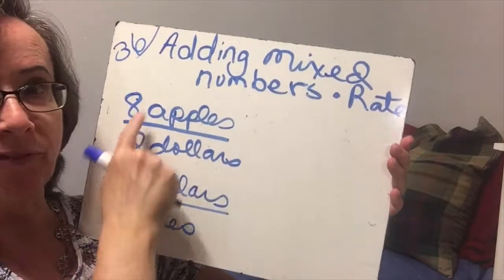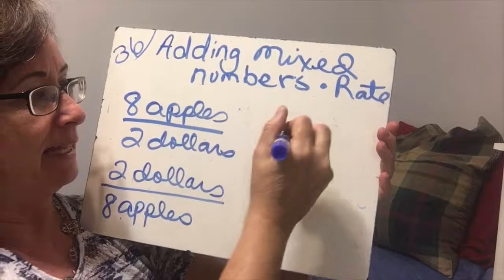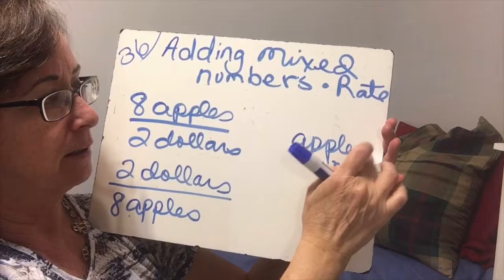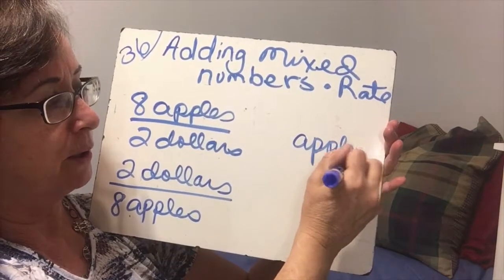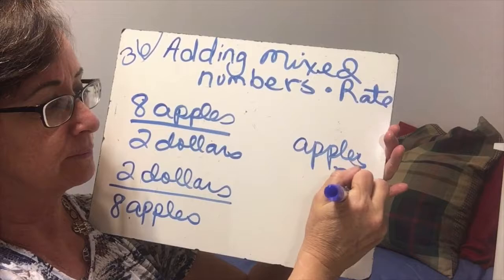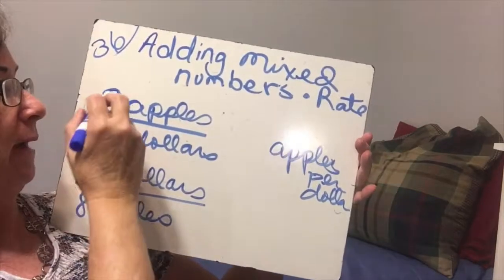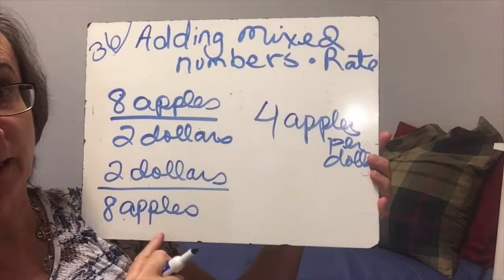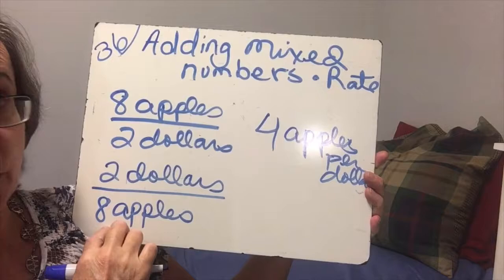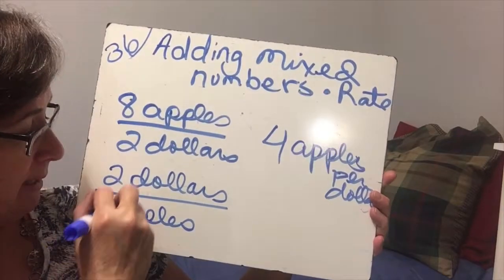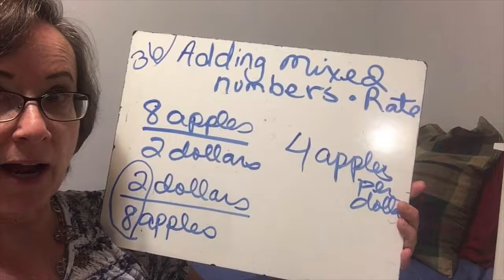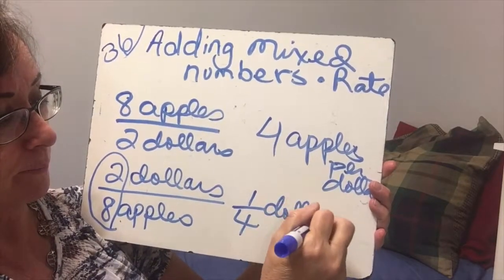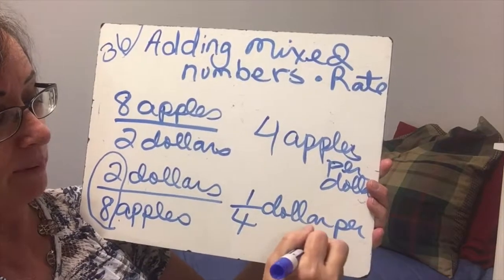So we're going to simplify this rate and make it in apples per dollar. Okay, so 8 over 2 is 4. 4 apples per dollar. So now we have to do it the other way. So we have $2 per 8 apples, and when we simplify this, it becomes the fraction 1/4. 1/4 dollar per apple.